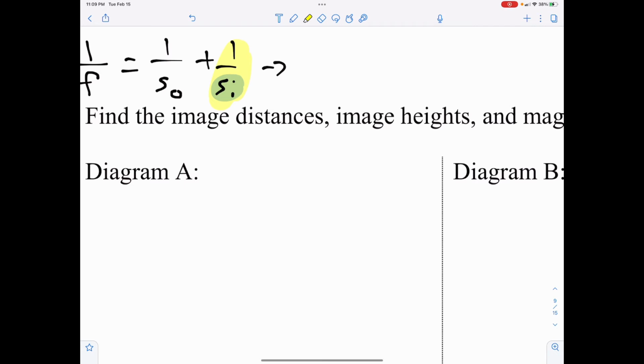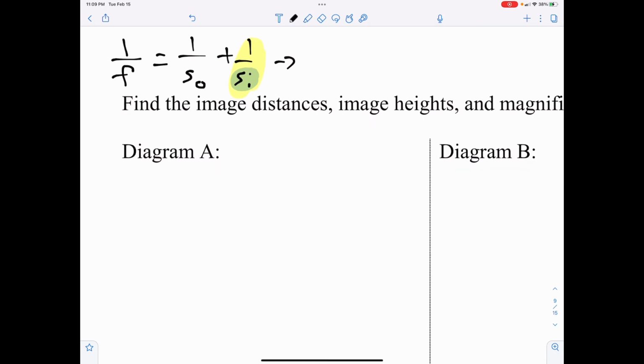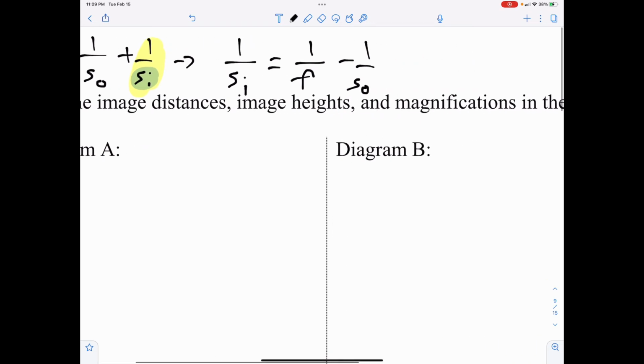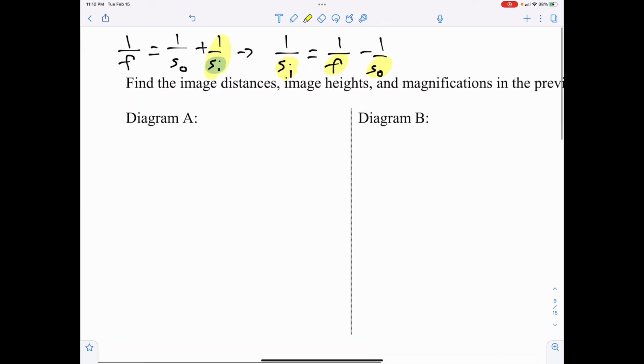over SI. You do that by subtracting 1 over SO. So 1 over SI would be 1 over F minus 1 over SO. So we would take the inverse of this minus the inverse of this, and then we would inverse that difference to get SI. Okay, so that's how we solve this equation. Now, what we need, of course, is the focal length and SO in each of these problems in order to find the image distance, SI.